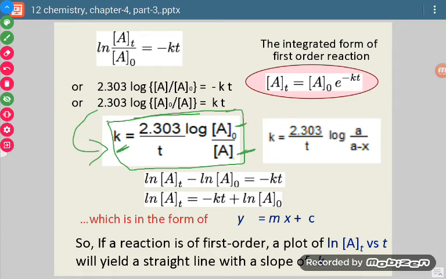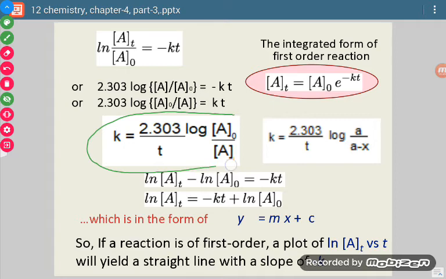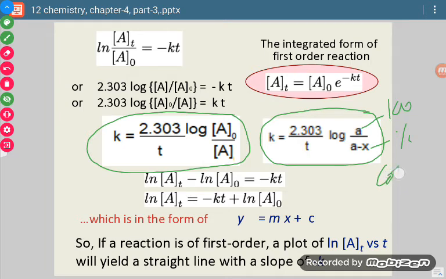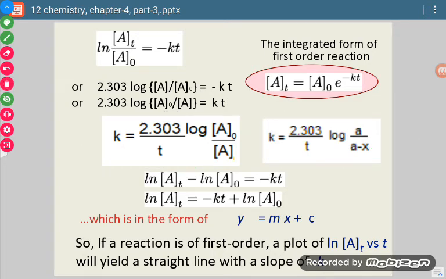Now one more very important thing: sometimes we are given that 10% of the reaction is complete. That time this equation can be changed into this form. Now what does it mean? It means A is 100 here and X is the percentage completed. Suppose our question is that 10% of the reaction is complete, then it means A is 100, X is 10. So A minus X will be 90. So this you have to remember.